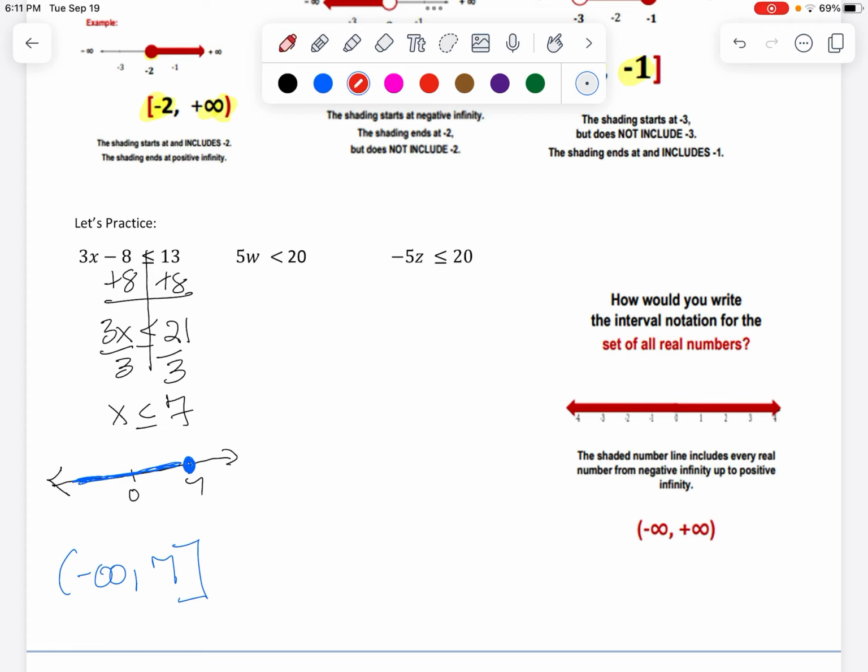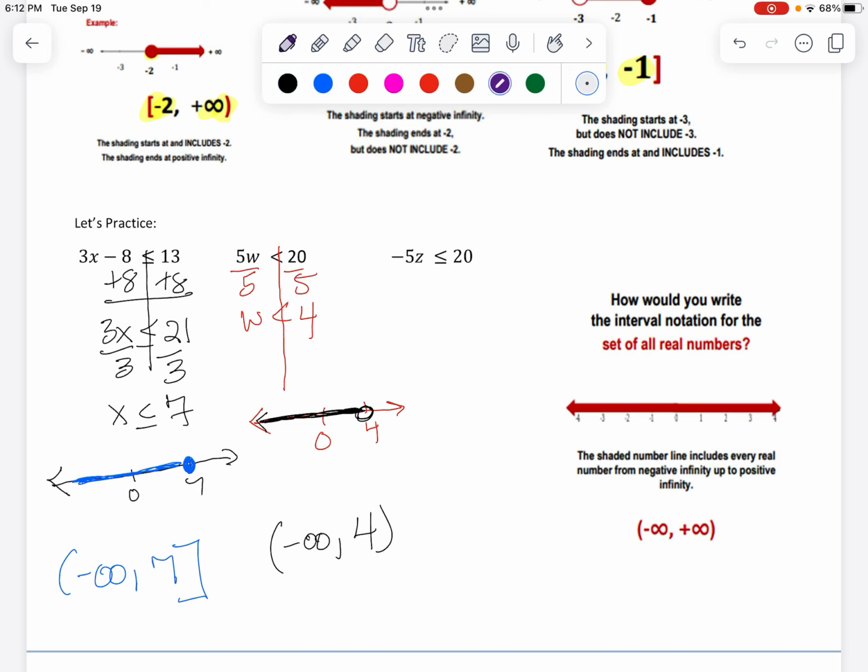Moving on to the second example, 5w is less than 20. I'm going to divide by 5, divide by 5. W is less than 4. Here's my number line. I'm going to start with 0, identify my 4. Now, that's less than, so it has to be an open circle, and I want values less than 4, so that goes to the left, negative infinity. So when I read and I write, I start from the very far left. How far left does it go? Negative infinity. How far right? To 4. And it's open, I cannot include, so parentheses.